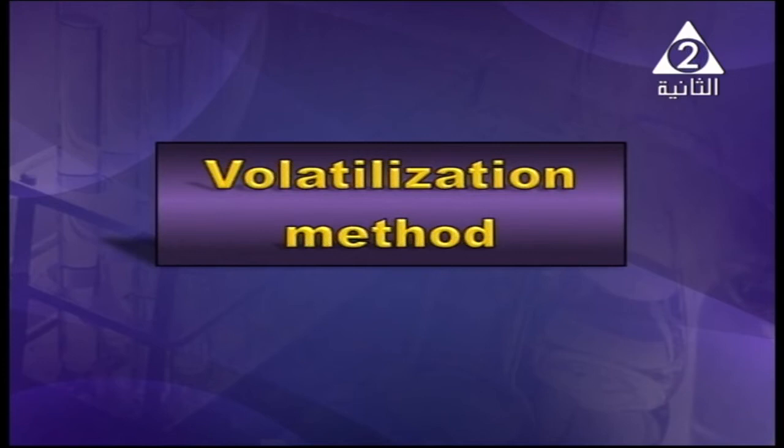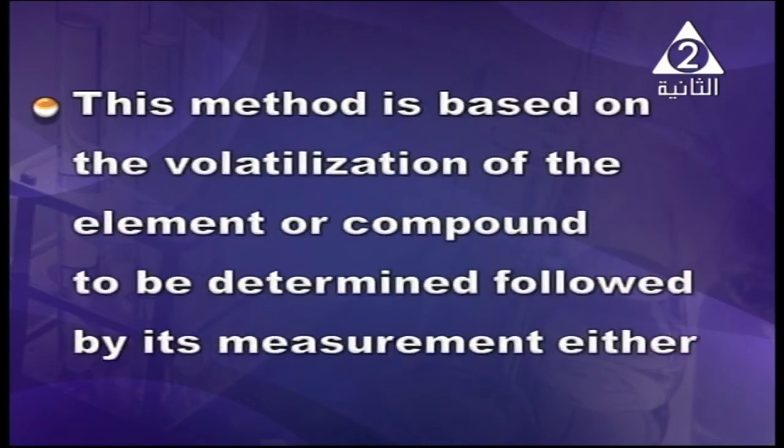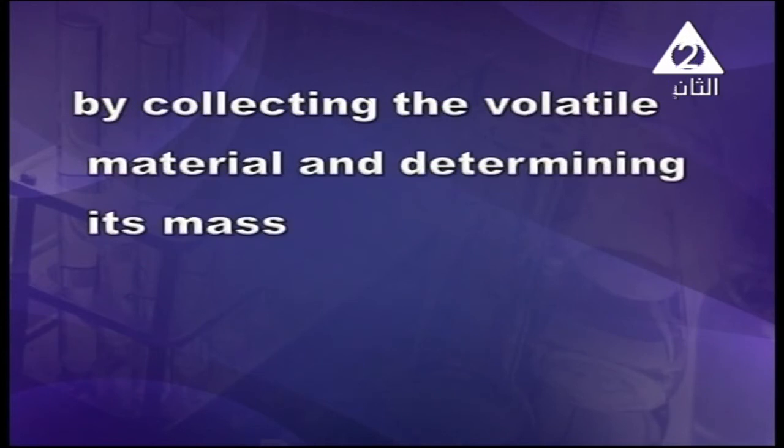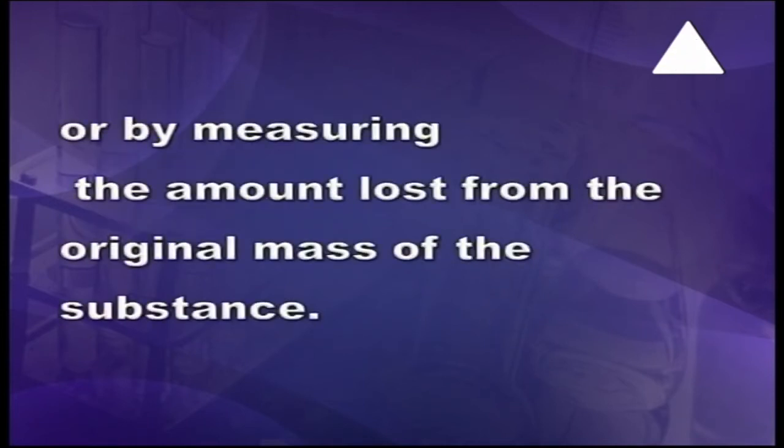Look at this, volatilization method. Do you think what this means? It means the method is based on volatilization of the element or compound Y to be determined, followed by measuring either by calculating the volatile material and determining its mass. Easy and important. By the same method, I have another one: measuring the amount lost from the original mass. You see? Of the same substance. This is the other one.